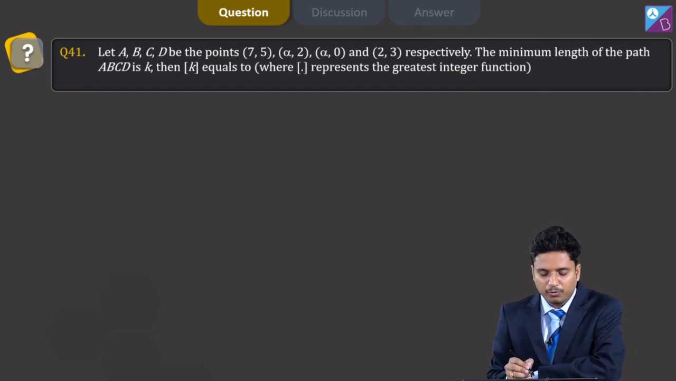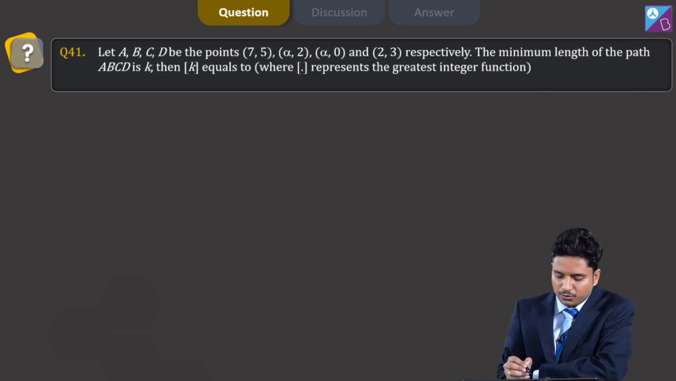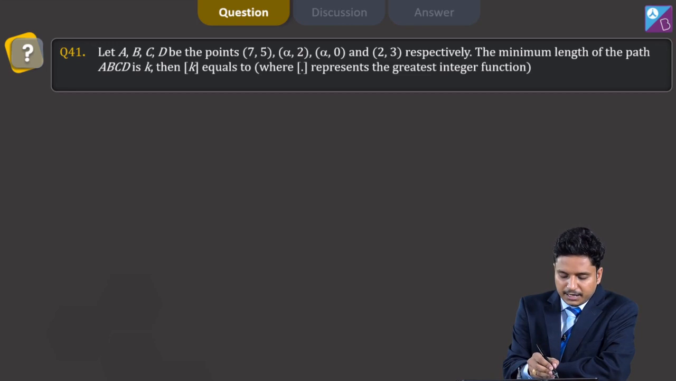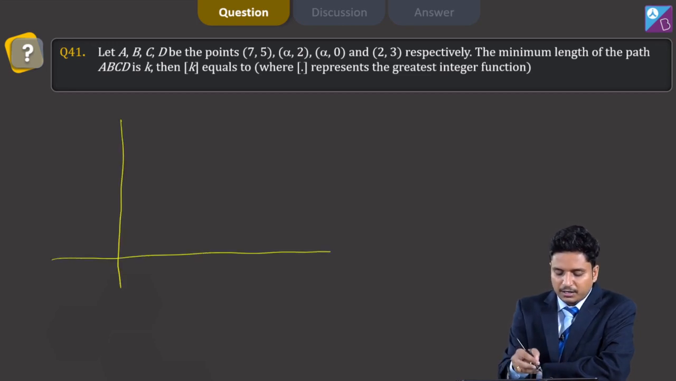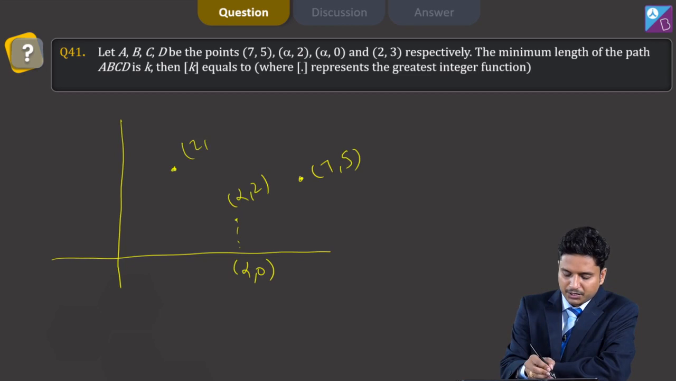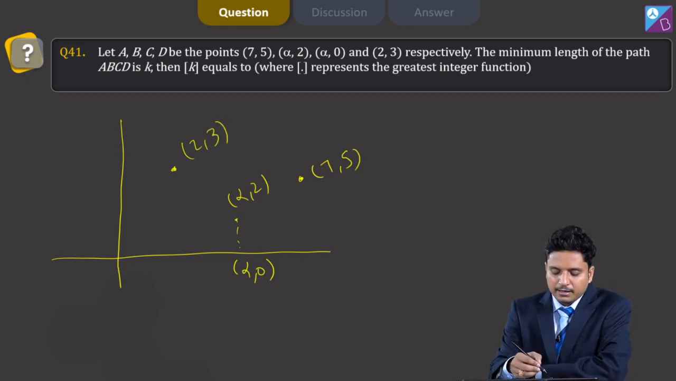That is again 4 points are given: (7, 5), (alpha, 2), (alpha, 0) and (2, 3). The minimum length of the path ABCD is k, then integer part of k, that is what we have to find out. So here we can observe these ABCD points, if they are located, what is the situation? (7, 5) will be somewhere here, (alpha, 2) suppose a point is there, (alpha, 0) is a point over here, and (2, 3) you can say over here, because it is above y equal to x line.